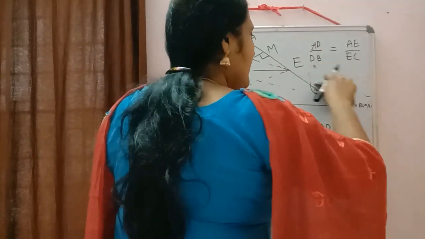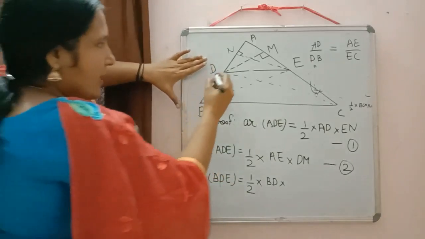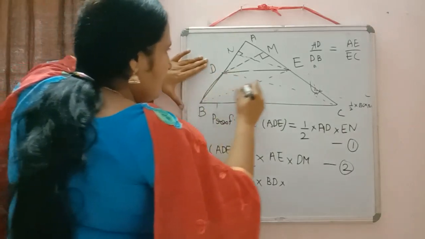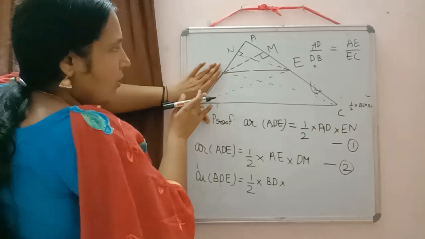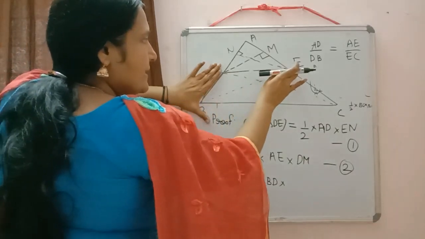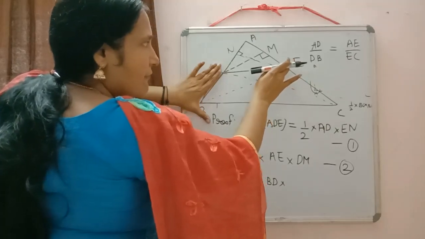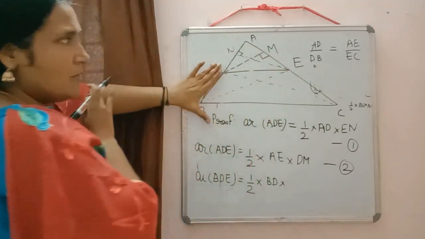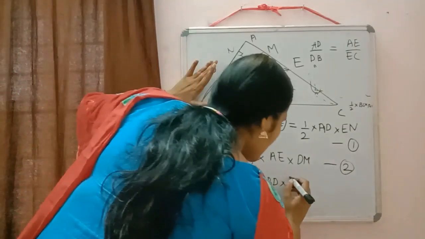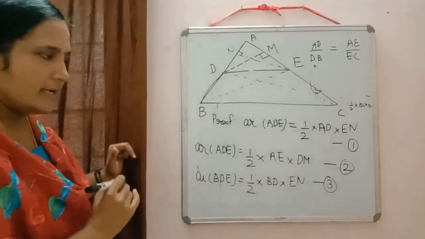Now in this triangle, we can check which will be the perpendicular line. Triangle DBE we have taken, so DB we have already taken as the base. What is the remaining point? That is E. From the point E, the perpendicular we have drawn is EN. So BD into EN will come. Make it equation number 3.